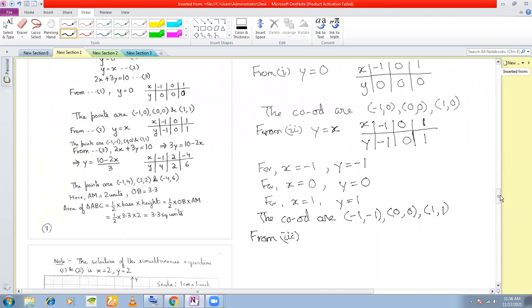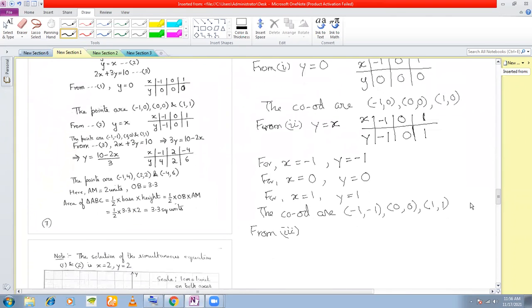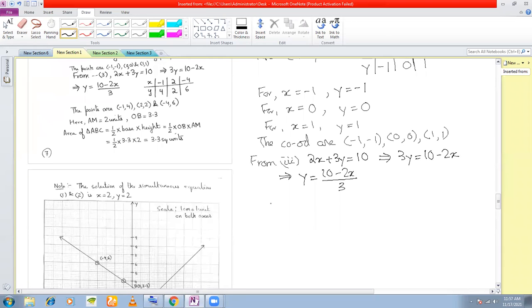From 3, you have 2x plus 3y is equal to 10. That means you have 3y is equal to 10 minus 2x. That means you have y is equal to (10 minus 2x) by 3. Okay, so you have written y in terms of x. Again, the usual way we proceed. Okay, so let's draw the table here.